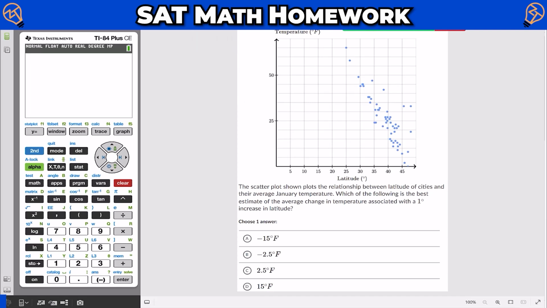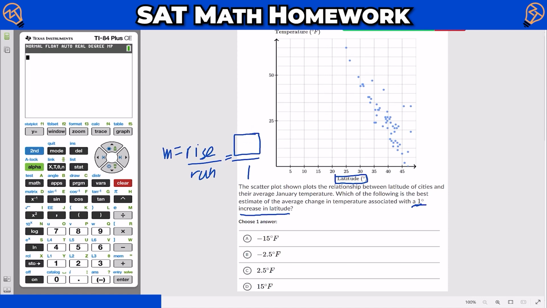Now, this exact wording of the question is the real-life application of slope. When they talk about a 1 unit change, more specifically an increase on the x-axis, in other words, when we're talking about slope being rise over run, the run is the x change, and that's indicating a change of 1. So that is the concept of slope. When they say, what is the change in y for every 1 unit change in x?